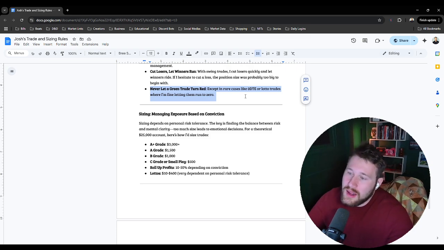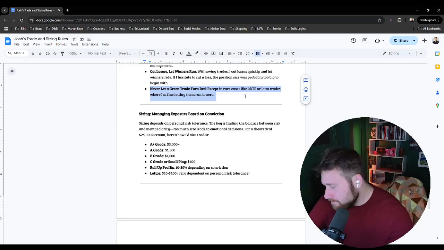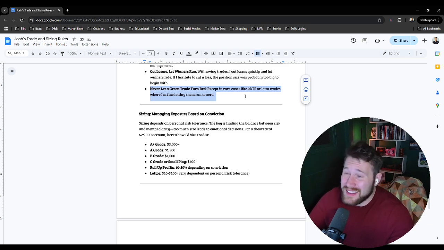So, with the A grade based on a $25,000 account, A plus grade, 3,000 or larger is what I would personally do, as someone who has been trading for a while, and I know how my emotions work. I would say that I, at this point, probably would go higher than that, and I probably was just being a little conservative when I wrote that.